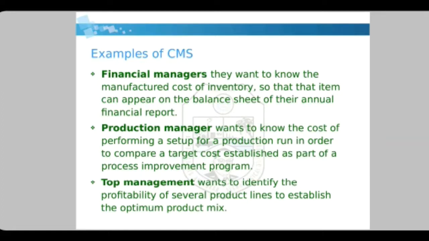And the top management wants to identify the profitability of several product lines to establish the optimum product mix. For example, if a company is producing 5 products, and product 1 is getting the highest profit and product 5 is getting the least profit, then depending on their cost and their overall production, the top management can make a decision whether to produce the product which is giving the least profit, or how much to produce of it, and how much to produce of the product which is giving higher profit. So that's why top management requires the cost management system.